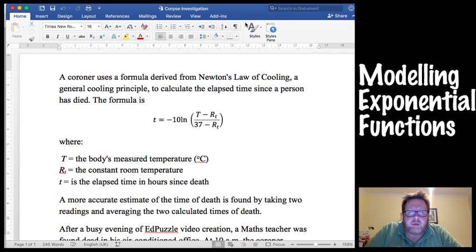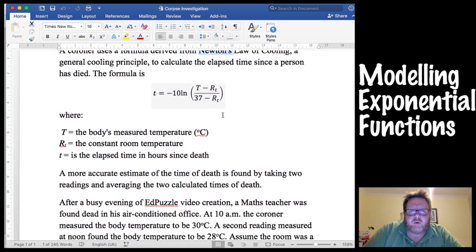Okay, so this is an actual formula that's really used. Let's go through it. A coroner uses a formula derived from Newton's law of cooling. Newton was a genius physics guy. He discovered gravity by an apple hitting him on the head, and the law of cooling is applied to lots of different kinds of contexts. But you can also use it to predict how long it has been since a person has died. Very CSI, I think.